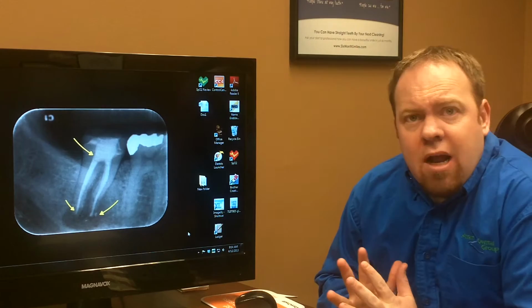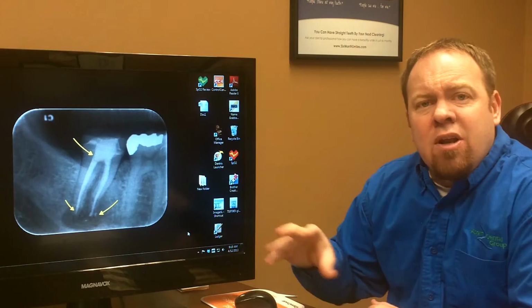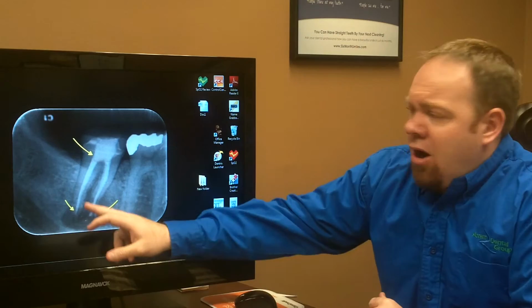After the root canal is done, you want to see an abscess lesion dissolve, or rather, see the bone rebuild around the roots of the teeth. The only way you can see it is to x-ray it 6 months down the road, a year down the road, and see how things are going.